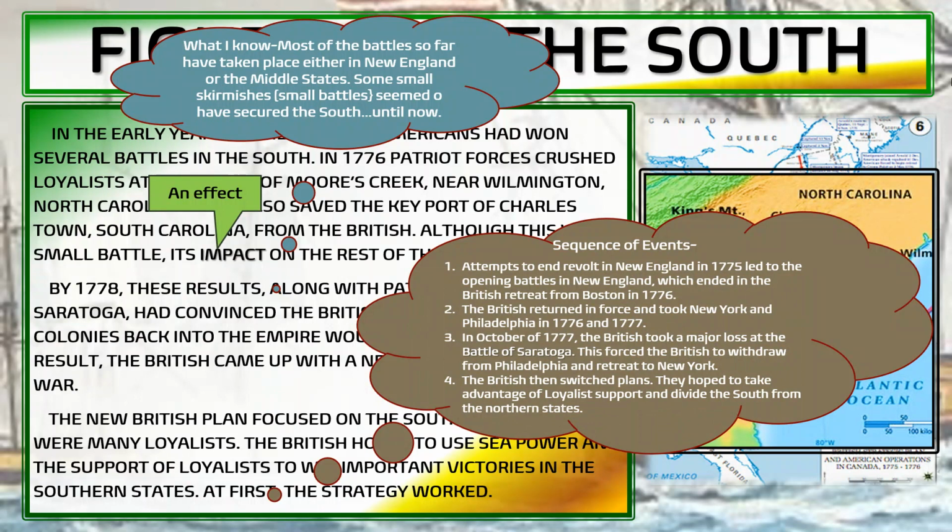The British then switched plans. They hoped to take advantage of Loyalist support and divide the South from the northern states. Now, this has an interesting strategic insight, something we should consider about the strategy. They tried to isolate New England, and it didn't work. They tried to attack the capital, Philadelphia, and that didn't work. So now they're trying the South. They've tried New England, they've tried the middle states, and now they're trying the southern states. Let's see how things go.